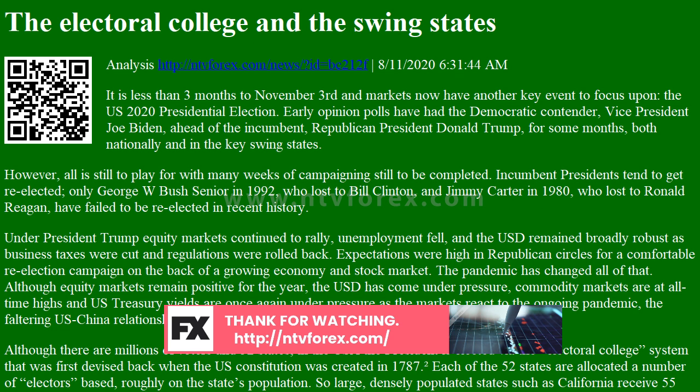However, states like Florida 29, Pennsylvania 20, Michigan 16, and Virginia 13, plus Minnesota and Wisconsin 10 votes each, all currently leaning towards Biden, are all battleground or swing states where the election will be won or lost. Where does this leave markets?